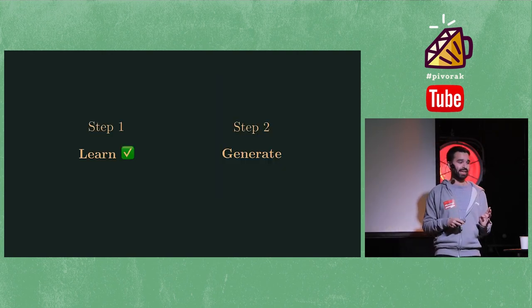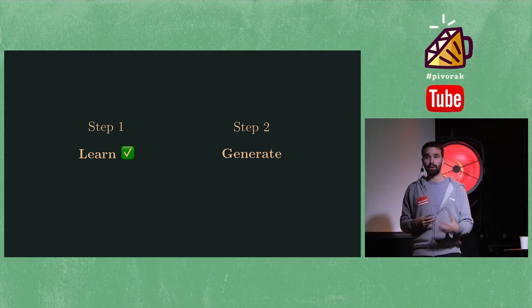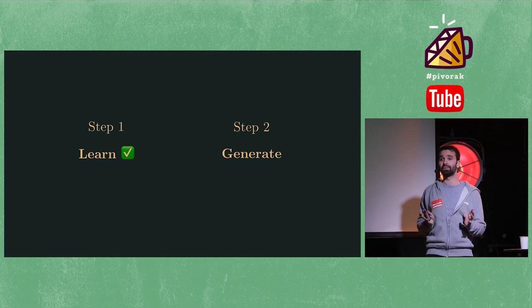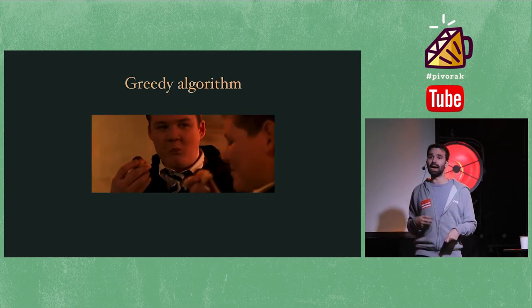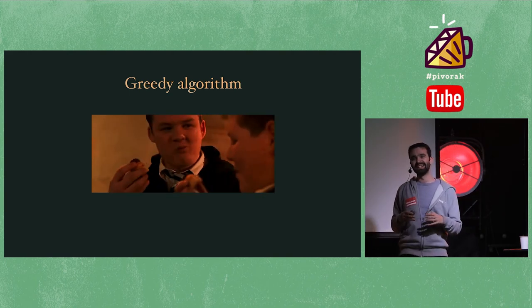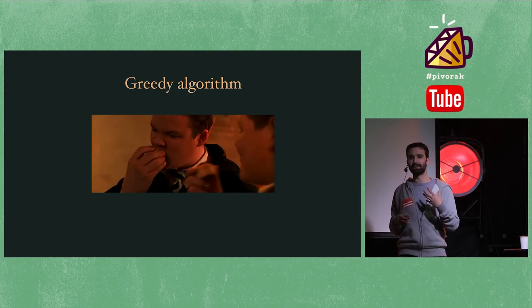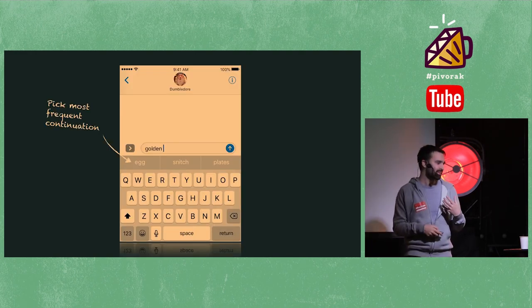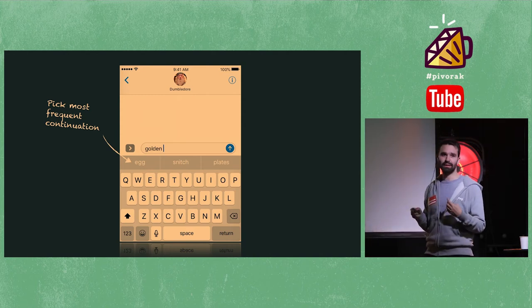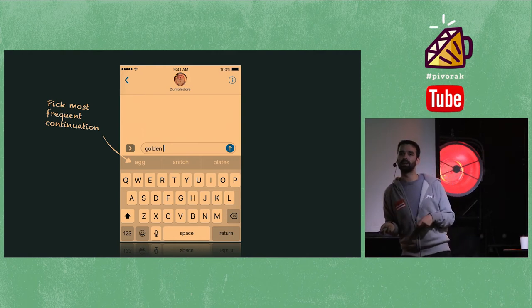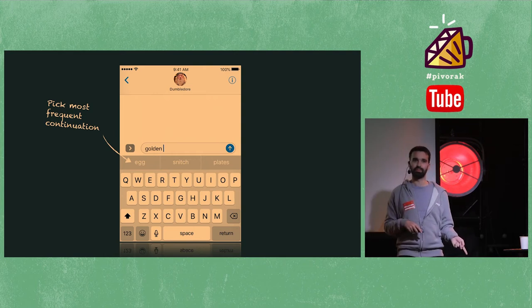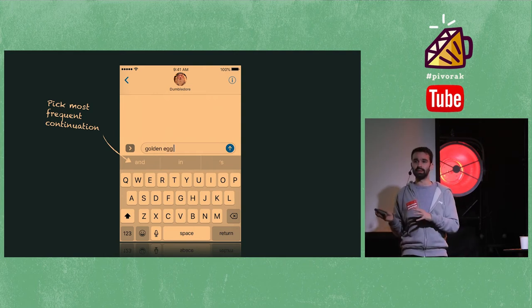Okay, so how do we use this to generate a new Harry Potter story? There are a few different approaches, a few different algorithms we can use. I'm going to start off with the most simple, and this is called the greedy algorithm. The reason we call it the greedy algorithm is that it doesn't have any self-control or willpower. It always just goes for the easiest, juiciest thing. So what do I mean by that? Well, let's take our example from earlier, where the word golden is followed most often by the word egg in the Harry Potter books. The greedy algorithm would always choose the word egg after the word golden. It's just always going to pick the most likely continuation.